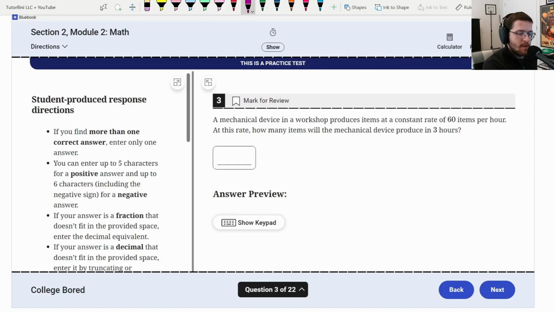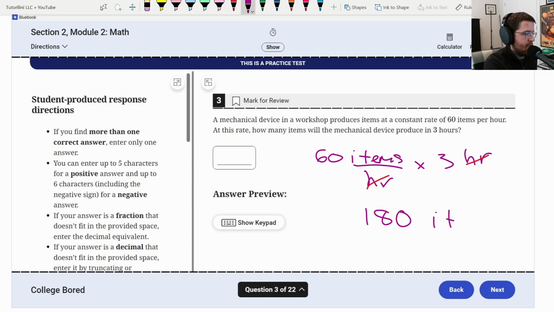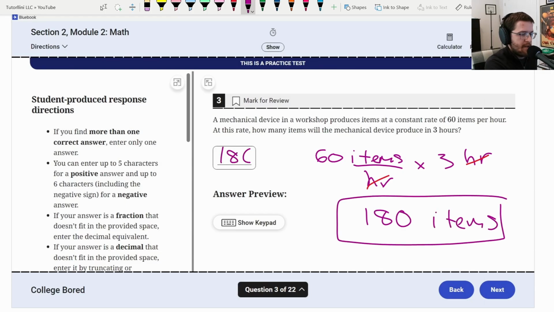Okay, question 3. We're going to do rate times time. So 60 items per hour times 3 hours. You'll notice the units cancel and we're left with items. So we get 60 times 3 is 180 items. And that is our answer.